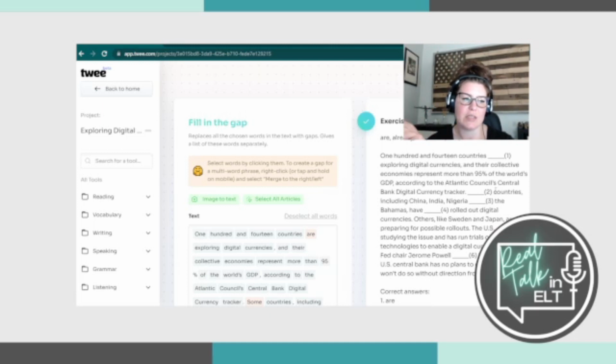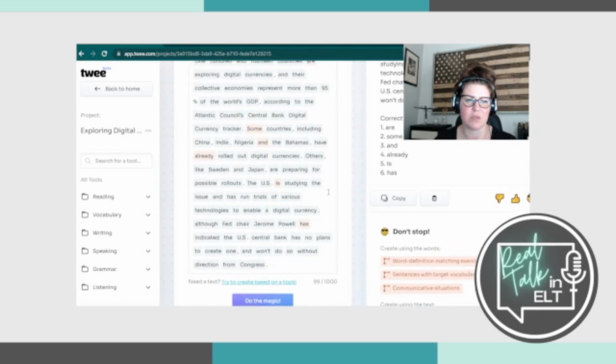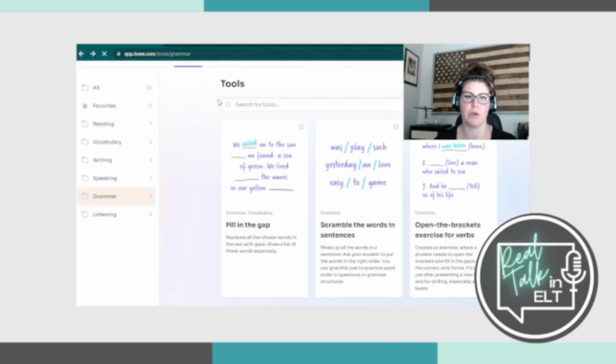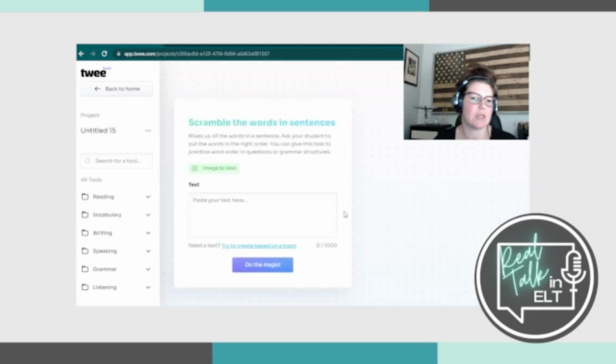So the reason that it's under grammar and probably vocabulary and maybe reading is because it's just making a gap fill. For grammar and vocabulary, it makes sense because you're pulling out either grammar or vocabulary, but you can pick and choose the words. So there's no difference from the other gap fill that we saw. Spoiler alert. All right, next, let's do scramble words in a sentence.